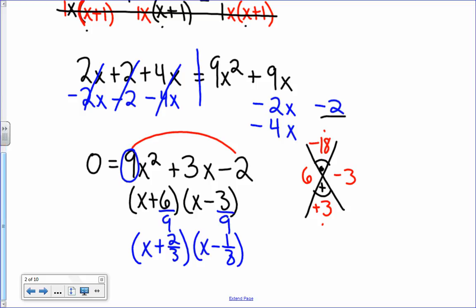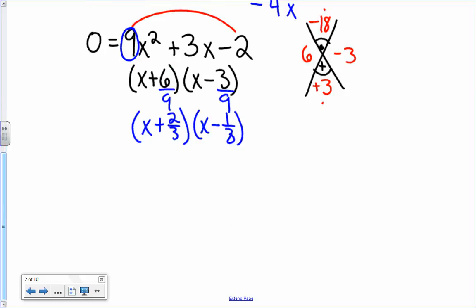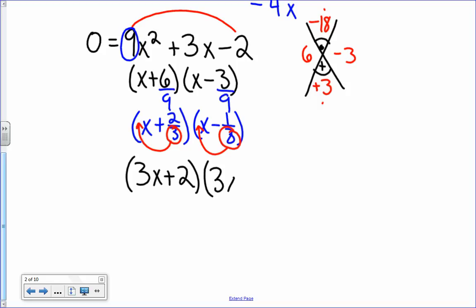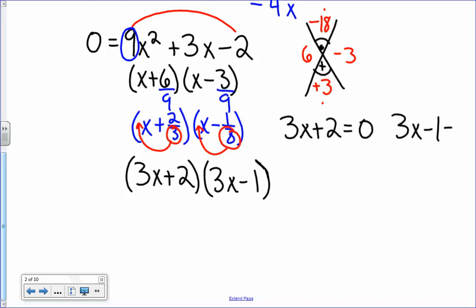And if you remember back to when we talked about these, if we had a denominator, we took it off the bottom, moved it to the front. Took it off the bottom, moved it to the front. So my factors are 3x plus 2 and 3x minus 1. Okay? Now, to get my solutions, I would take both these numbers and set them equal to 0 and solve for both these factors. So I got 3x plus 2 equals 0. 3x minus 1 equals 0.